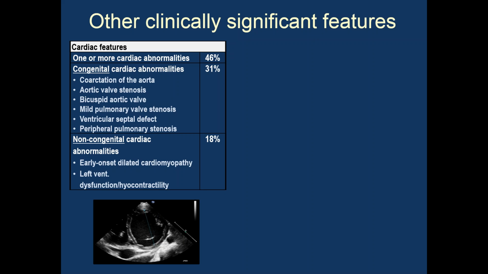And there were different sorts of cardiac abnormalities. I won't go through each of these, but basically they could affect the valves of the heart, or they could affect the walls.